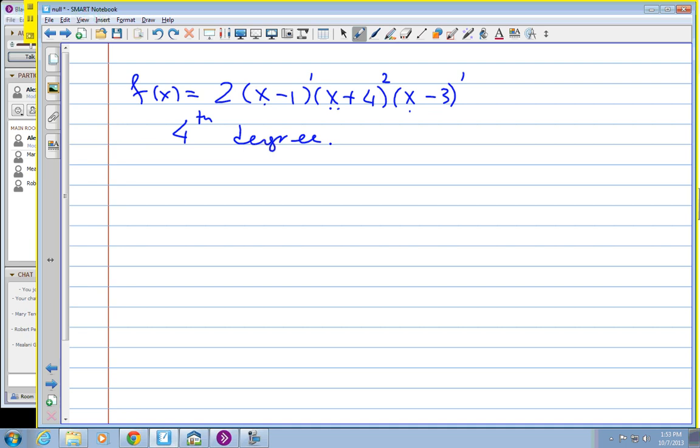Positive leading coefficient, right? 2 is still positive. So it's going to look like a normal parabola in the long run. So it's going to do this, and it's going to do that. Now, what are my x-intercepts?